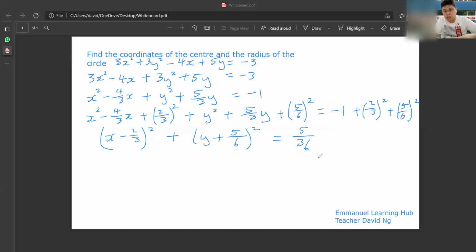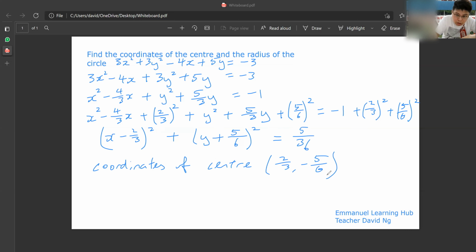Isn't this the standard form? So coordinates of the center, right? And your radius is square root of 5/6. Understand? Okay. Coordinates of center and radius of this circle.